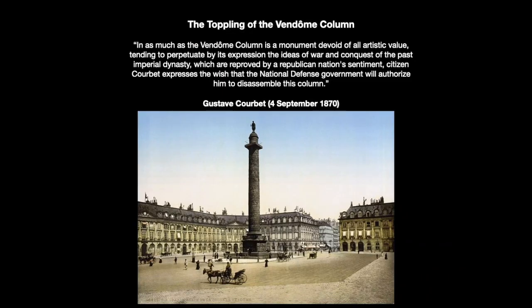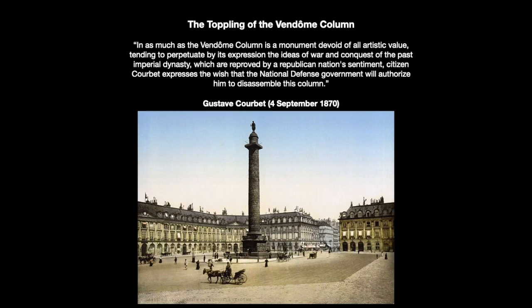During this revolution, this powerful image of the Napoleonic Empire, the Vendôme column, celebrating the many victories of Napoleon based on this neoclassical ideal of Trajan's column, was toppled, and much of the blame for it went to Gustave Courbet, who had written at the beginning of the revolution in 1870 that this is a monument devoid of all artistic value, tending to perpetuate by its expression the ideas of war and conquest of the past imperial dynasty, which are reproved by a Republican nation's sentiment. Citizen Courbet expresses the wish that the National Defense Government will authorize him to disassemble this column.